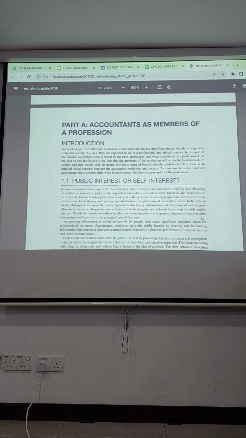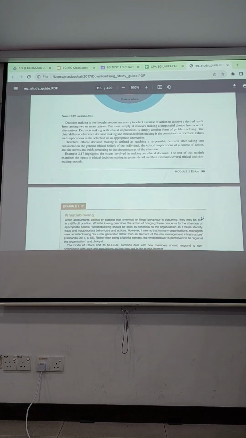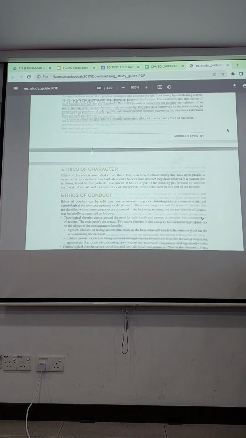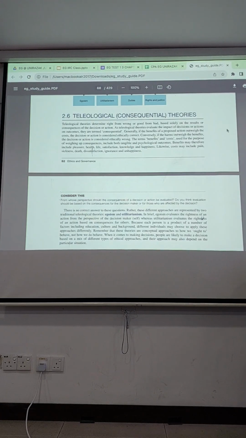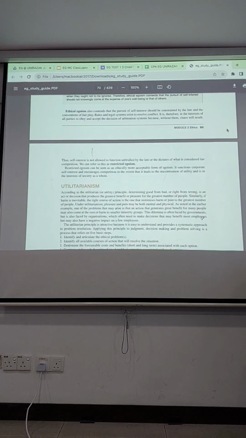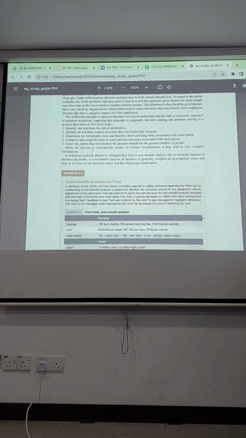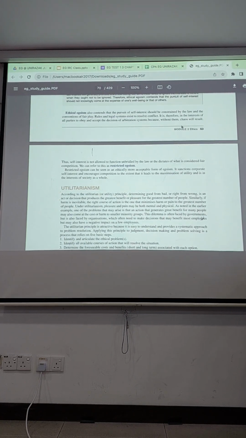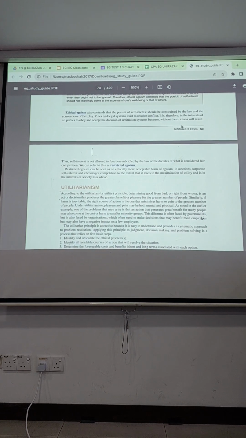Page berapa, Ika? Page 53. Tapi I think dia jauh sikit. Ethical egoism. Ya. And one more. Bawah dia tu je. Restricted belakang. Restricted egoism.